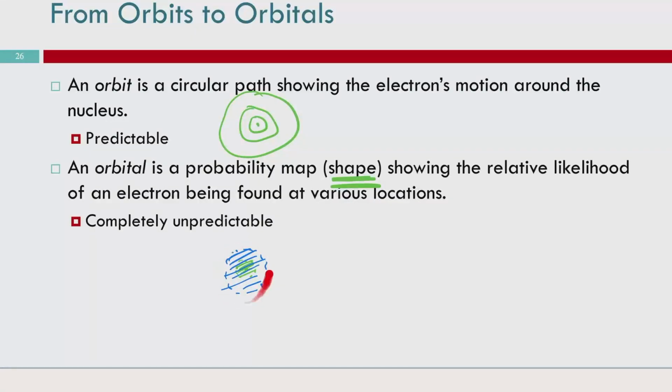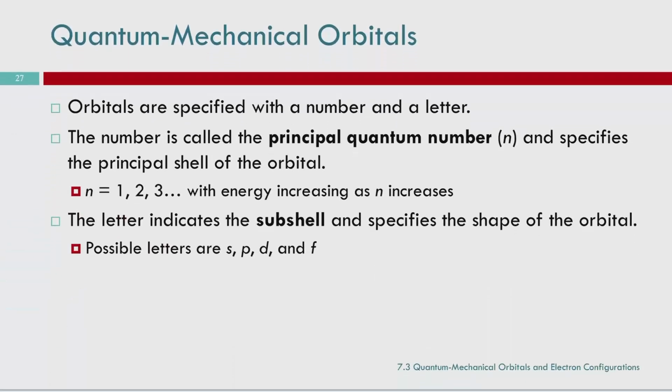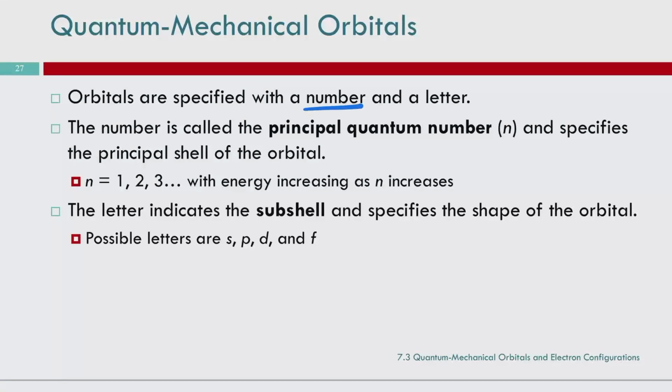What's unfortunate about these is that they're very unpredictable. We're just saying 90% of the time it's in this zone, 99% of the time it's in this zone. We don't know where it is inside that zone, and we can't know certain things about it beyond the scope of the class. The way that we specify these orbitals, these shapes, these probability maps, is with a number and a letter. So we're learning number-letter pairs.